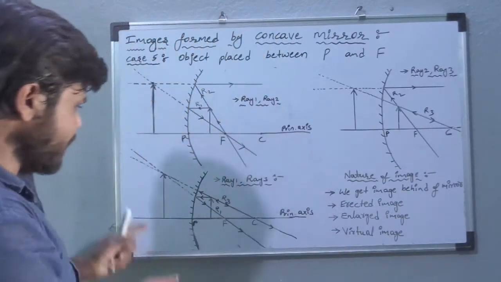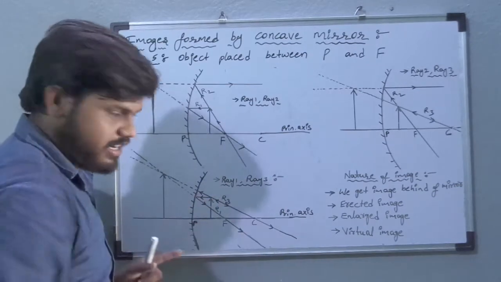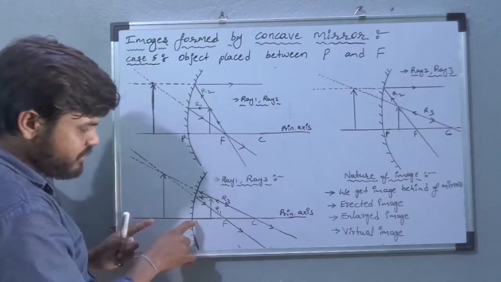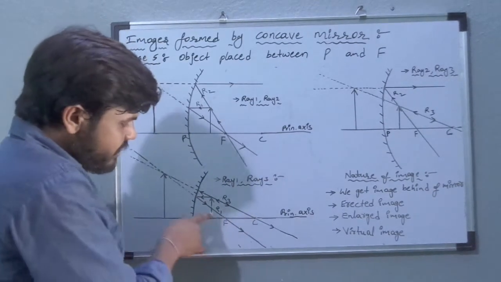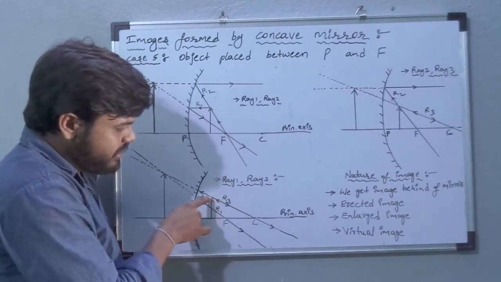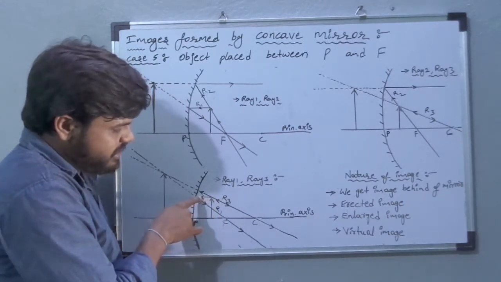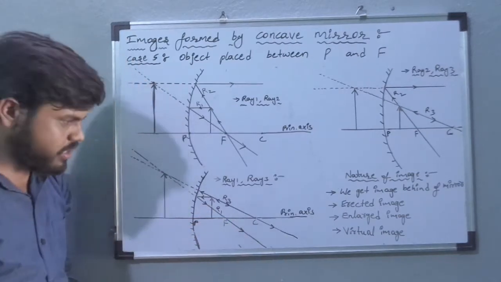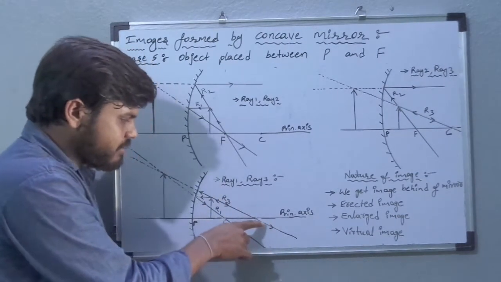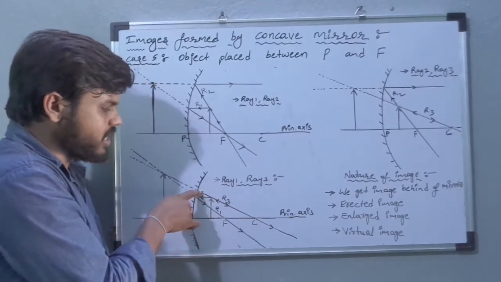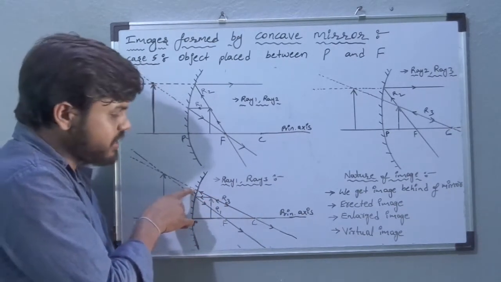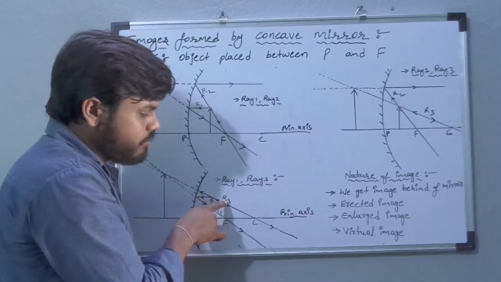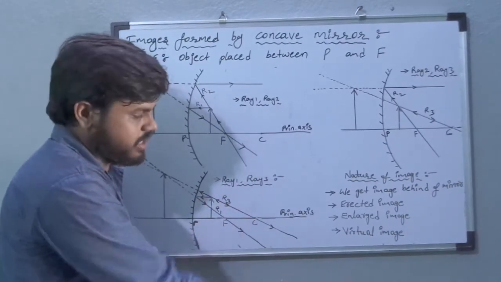Again one more diagram by using ray 1 and ray 3. See, I placed an object between pole and focal point. Here also R1, the incident ray, is parallel to the principal axis. After striking the mirror, it passes through the focus. R3, the incident ray, is coming through the center of curvature. After striking the mirror, the reflected ray goes back in the same path, right?